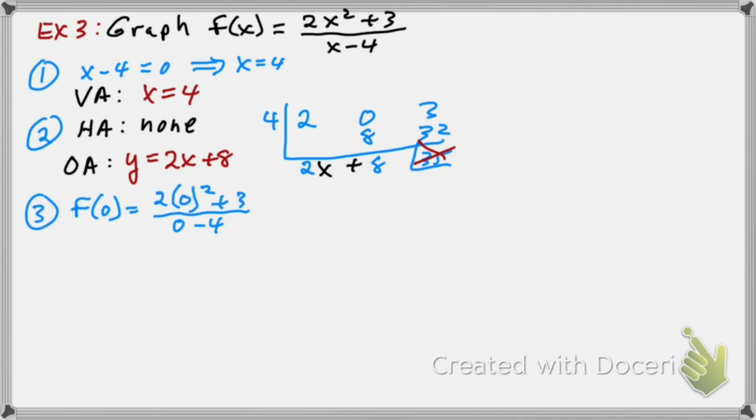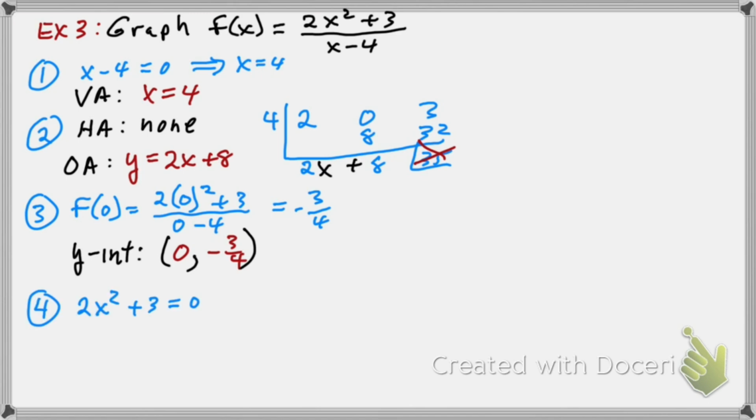Now I want to find my y-intercept, so I take the function, plug in 0 for all my x's, and it comes out to -3/4. So I know that my y-intercept is at the point (0, -3/4).